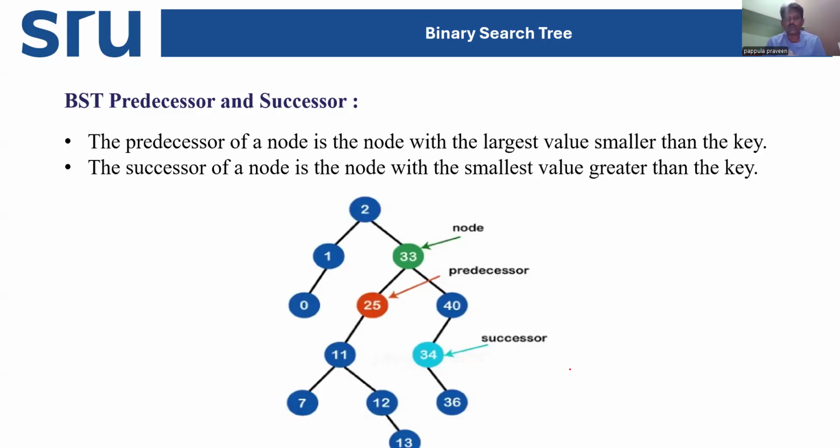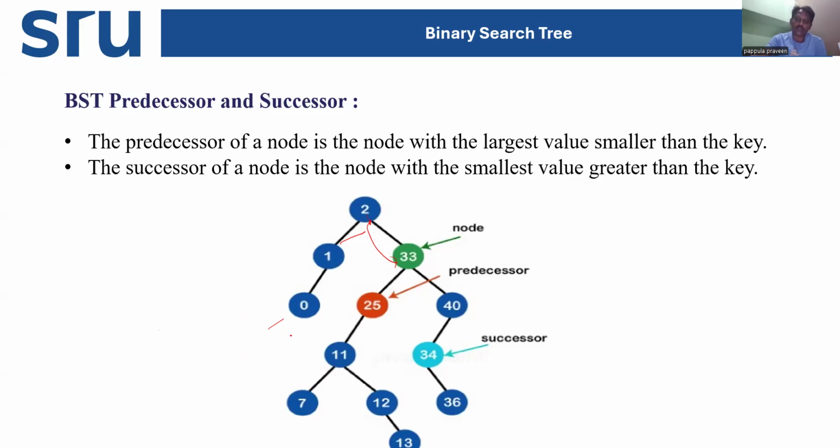Okay, now 2 is the root node, 1 is the left side. So 33, we compare with 2. 33 is greater than 2, so move to the right side. And again, 0 is less than 1, so you move to the left side. And 25, 11, 7, 12, 13, 34, 36.